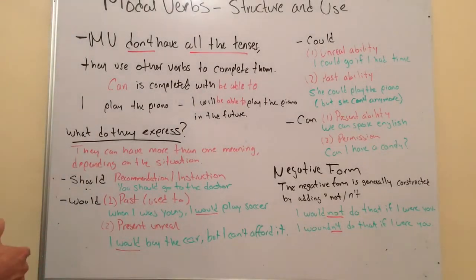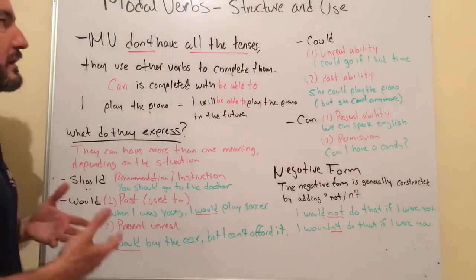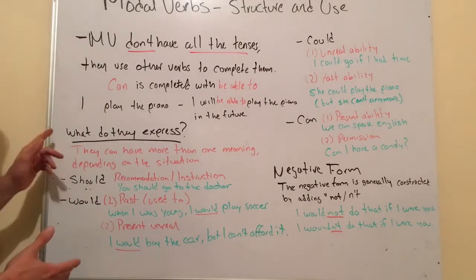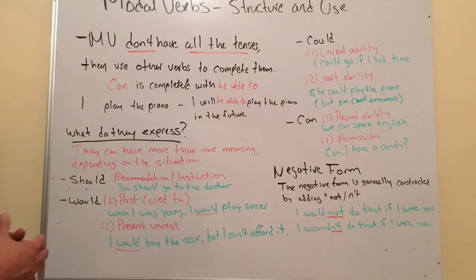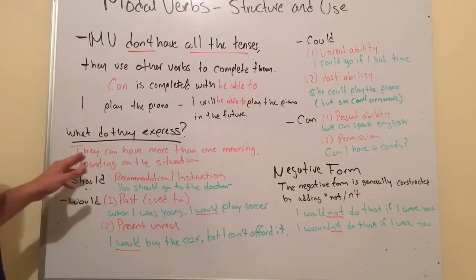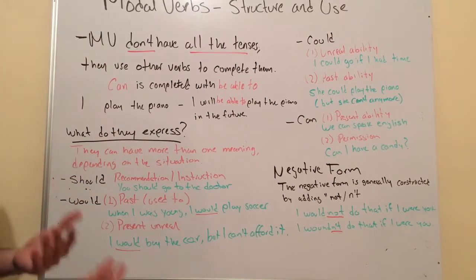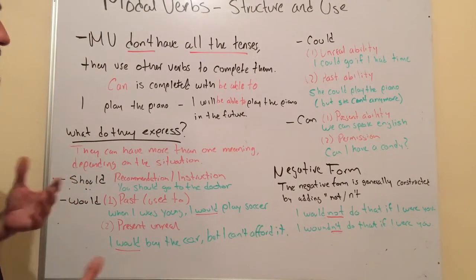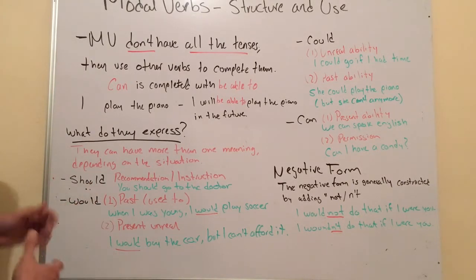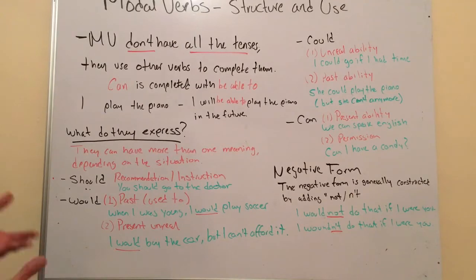Now, let's talk about the function of the modal verbs. What do they express? And that brings us to this. They can have more than one meaning. Not all of them, but some of them have two or maybe three different meanings, depending on the situation. And again, we're going to talk about should, would, could, and can.